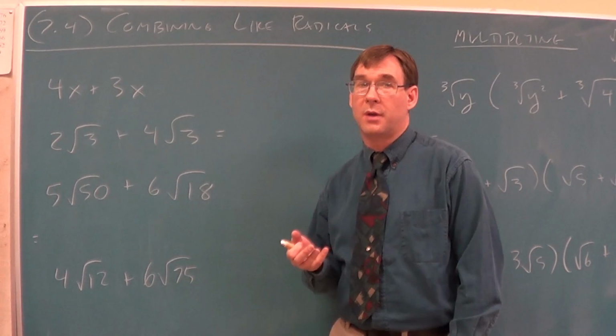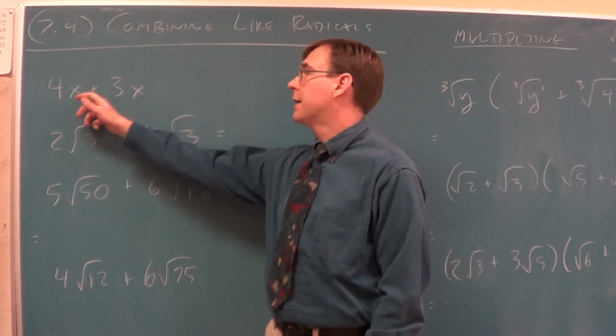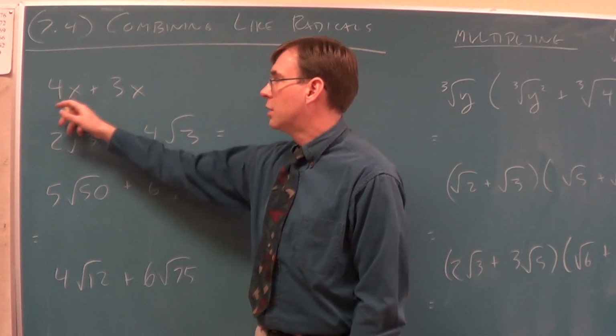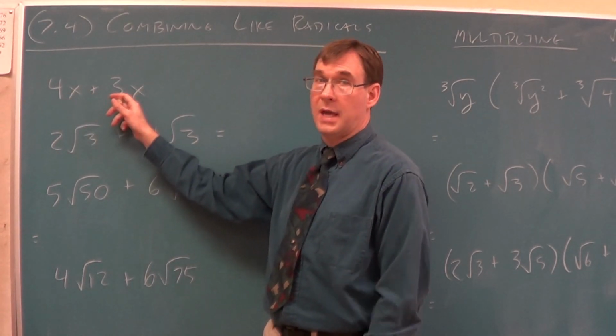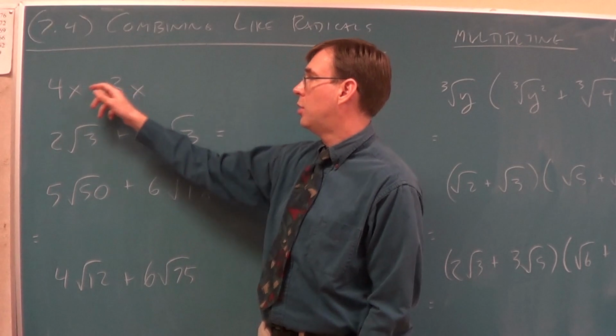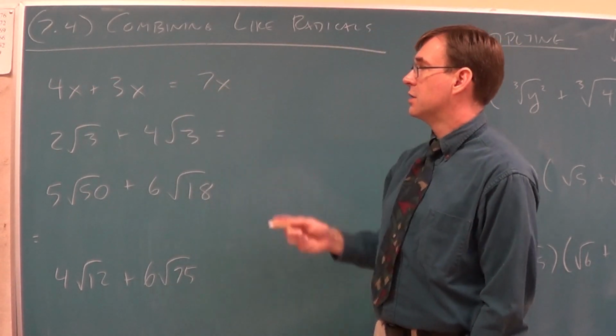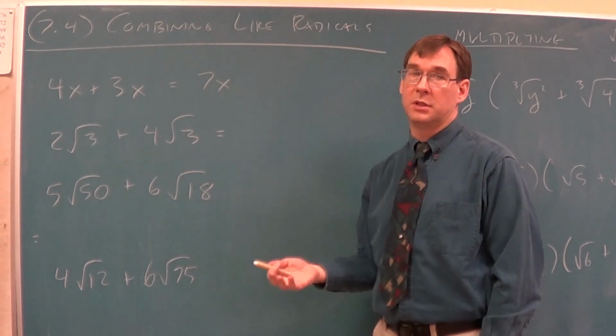You're familiar with combining like terms. These are like terms because they have the same variable. If you combine them, you just look at the coefficients and you do the adding rules. A positive 4, a positive 3, you combine those, you get a positive 7, and you just leave the x alone. We've done that a million times.